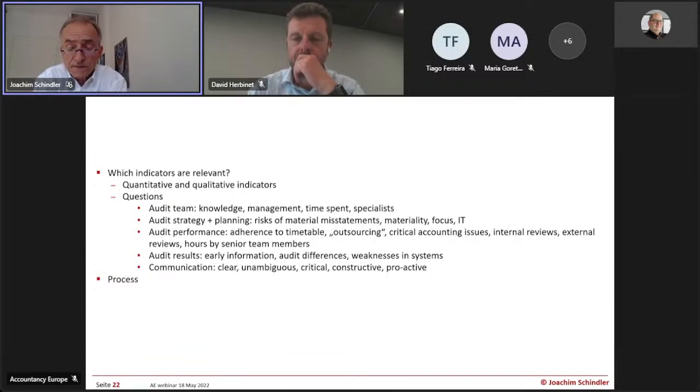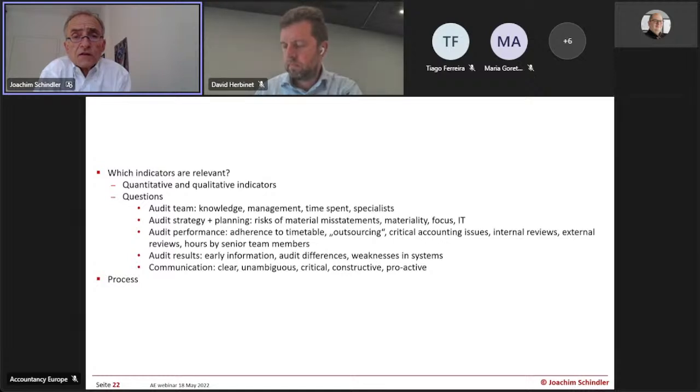has been performed. And of course, additional information about the internal quality control process within the firm and about independence adds to this, but this is not so much a question of the single audit, but more something the audit committee has to look at in addition. And in terms of process, this is something which the audit committee cannot do on its own.